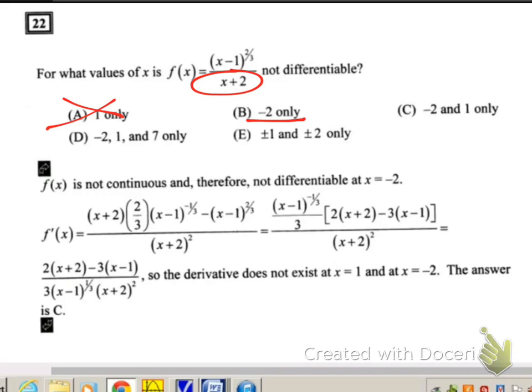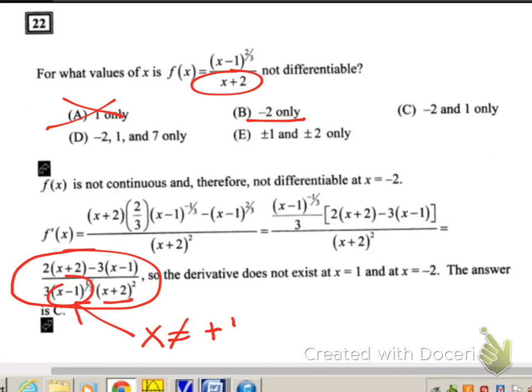Okay, well, it is a bit of a messy derivative. Nevertheless, we have to take the derivative, and then when you simplify the derivative, you end up getting this expression here, which you can clearly see includes a factor of x minus 1, and so therefore not only can x not equal negative 2, but x is not allowed to equal positive 1. So we say that x cannot equal positive 1 or negative 2, and that's choice C.